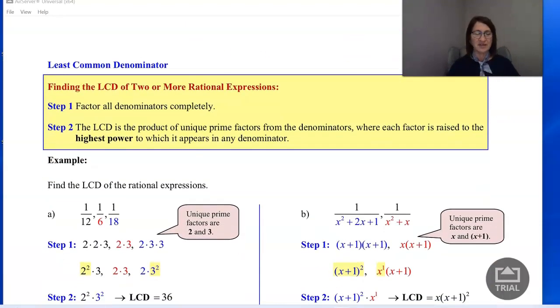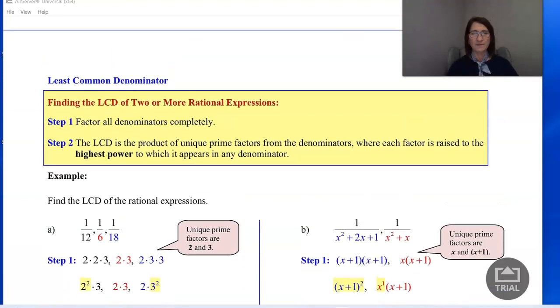So the two skills that we need are, one, we need to be able to find a least common denominator, and then we need to be able to build equivalent rational expressions. Okay, so let's look at these one at a time. Let's first work on finding a least common denominator.